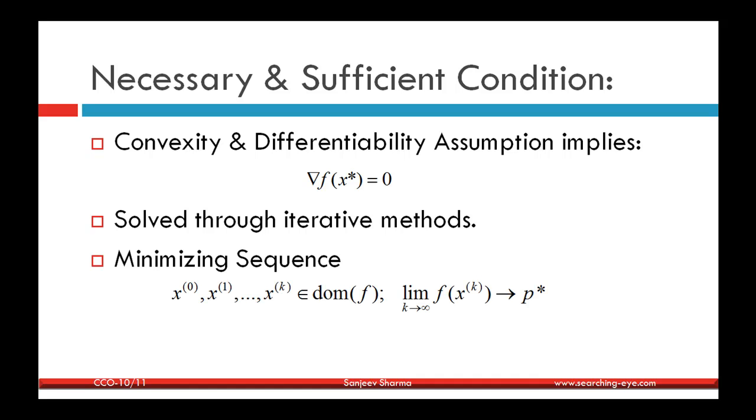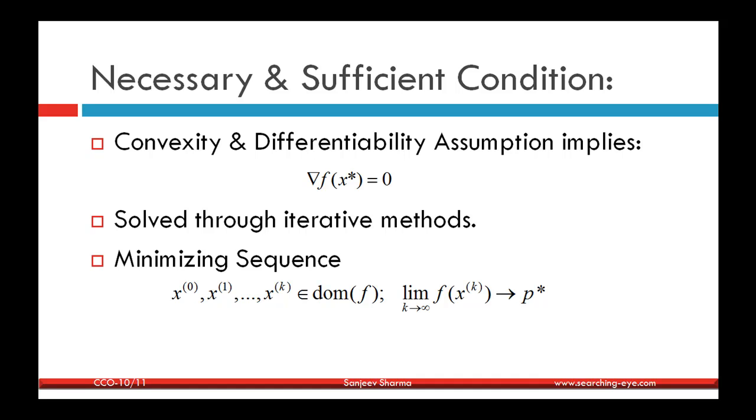An iterative algorithm works in this way. We need to give an initial value to the algorithm, that is the initial starting point, denoted as x0, and then the algorithm updates the value of x at each iteration, and the updated values are x1, x2 up to xk, and as k tends to infinity, f of xk approaches p star, the optimal value of this minimization problem.